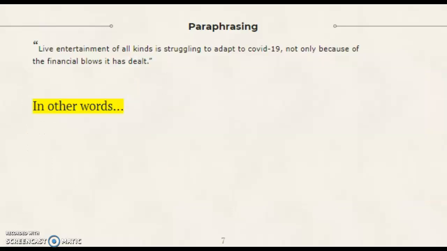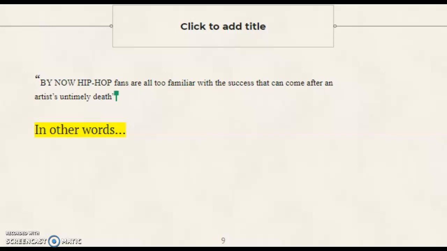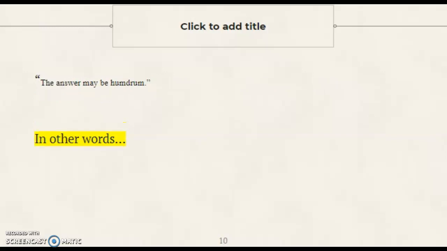Live entertainment of all kinds is struggling to adapt to COVID-19, not only because of the financial blows it has dealt. Amid the gore and pageantry of the first bullfights in Spain of the COVID era, held in a villa on July 18th and 19th, the contradiction between drama and health precautions was especially stark. By now, hip-hop fans are all too familiar with the success that can come after an artist's untimely death. The answer may be humdrum.